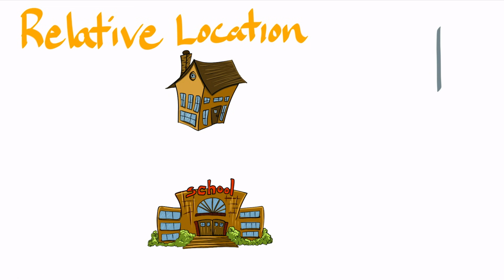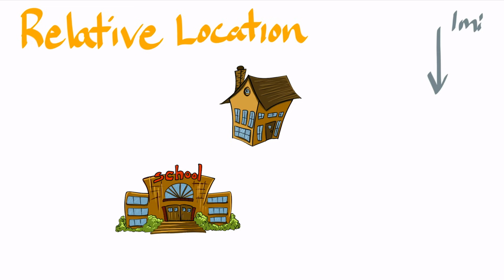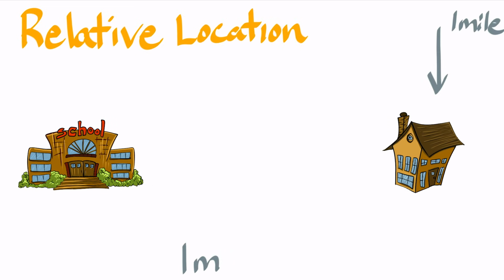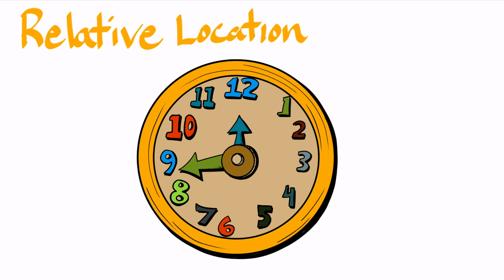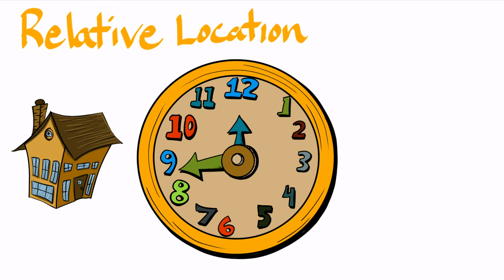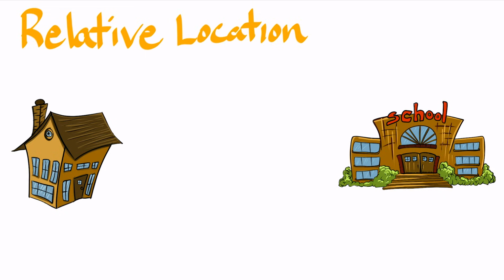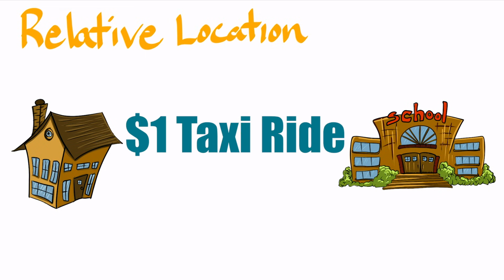My house is 1 mile away from the school. Or, my house is 1 mile east of the school. Or, my house is 1 mile past the school. Or even time. My house is 5 minutes away from the school. You could use cost as well. My house is $1 taxi ride away from the school.